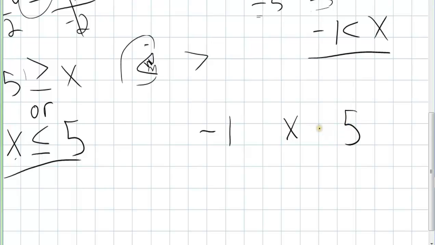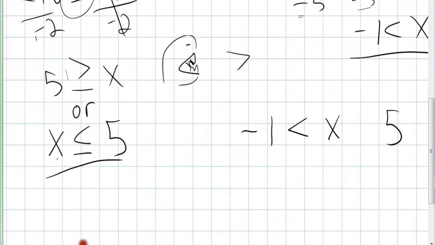Now we have to remember the relationship that they started with. The relationship between negative 1 and x here was that x was greater than negative 1. So that means we're going to leave it like this. Alright, and then after that, we want to figure out the relationship between x and 5, right? So the relationship here was that 5 was greater than x.